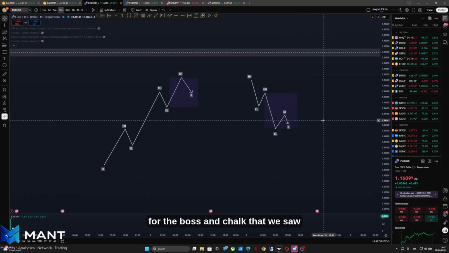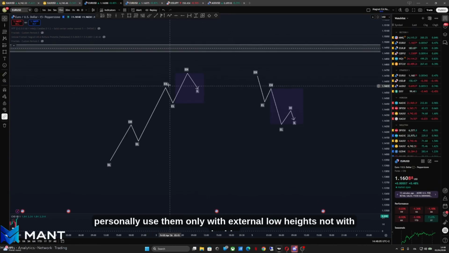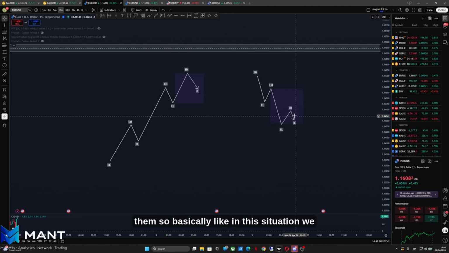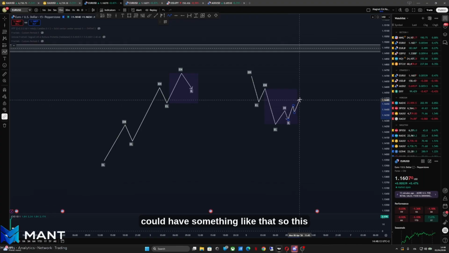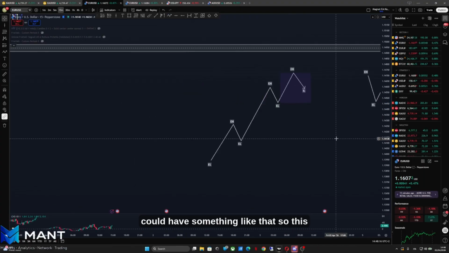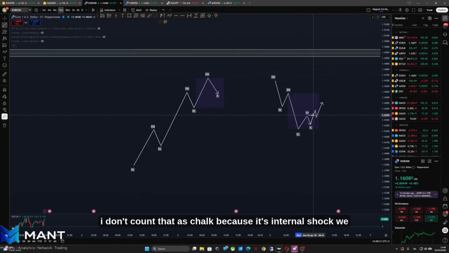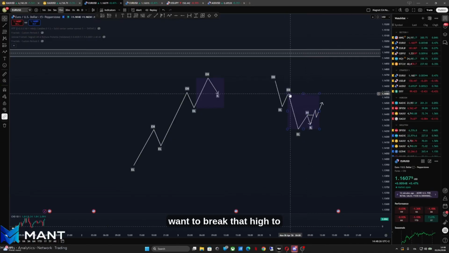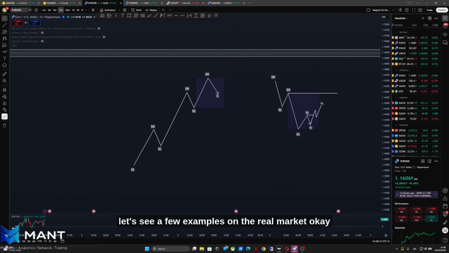Also for the BOS and CHoCH that we saw in the last video, I personally use them only with external lows and highs, not with internal ones. So in a situation like this, we could have something like that. This could be called a CHoCH, but I don't count that as a CHoCH because it's an internal CHoCH. We want to break that high to make it a real CHoCH. Now let's see a few examples on the real market.